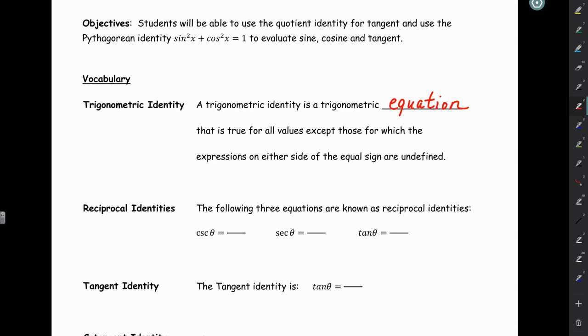The following three equations are known as reciprocal identities. So we have the cosecant, the secant, and the tangent. The cosecant is equal to 1 over the sine. The secant is equal to 1 over the cosine, and the tangent is equal to 1 over the cotangent.